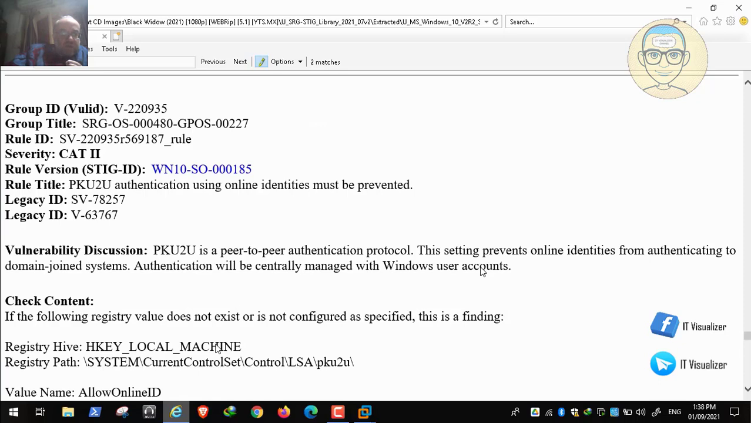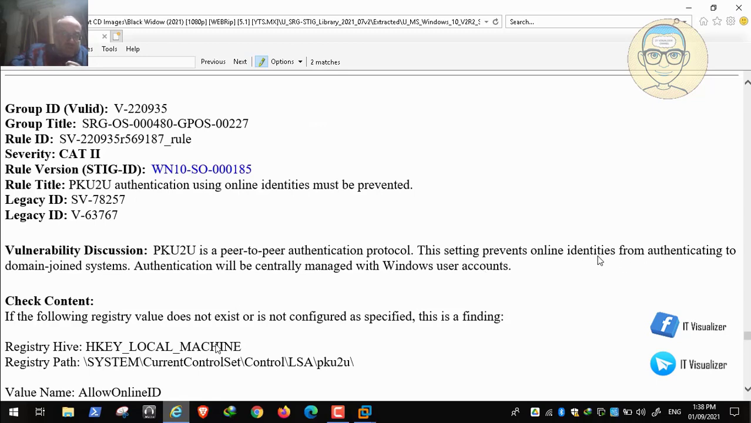If you have your Windows Store, some applications on the Windows Store are accessed using your online identity, not your domain account. So it will let you access your Windows Store applications using your online identity. He's saying that we should not allow this kind of thing.